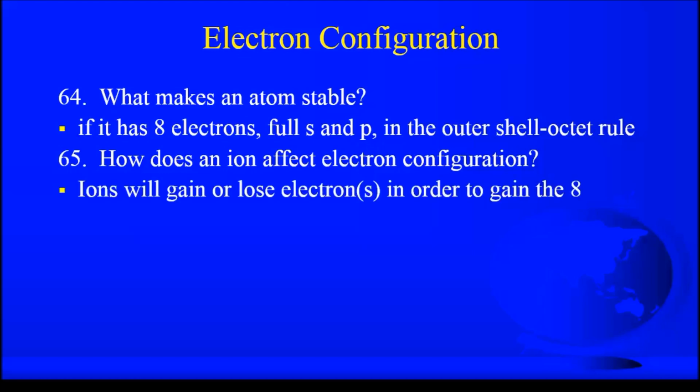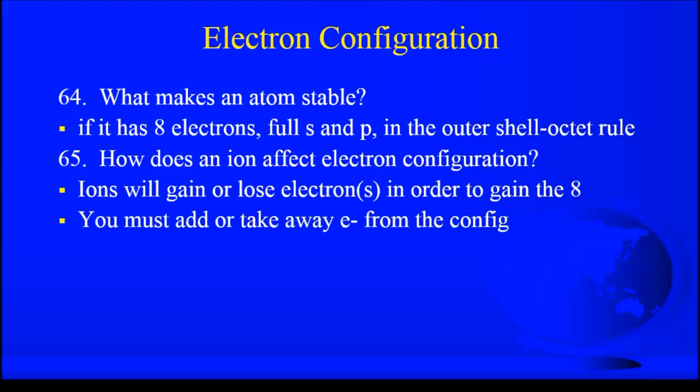So how does an ion affect electron configuration? Well, if you are like halogens that have 7, you are desperate to gain an extra electron. So you are likely to become an ion by gaining. If you're an alkali, something like potassium, you're going to want to lose electrons so that you can have the 8. Everyone is willing to lose or gain electrons in order to have the 8. Because 8 is great.